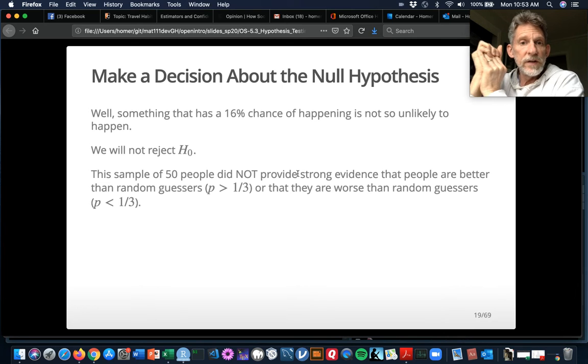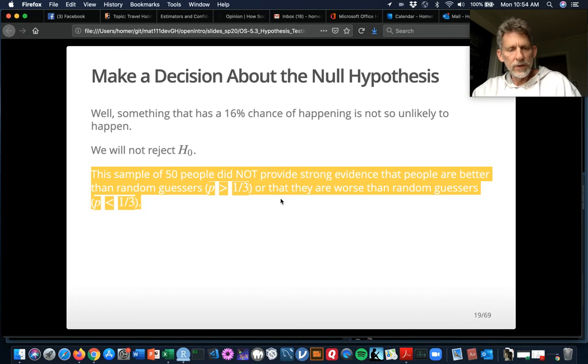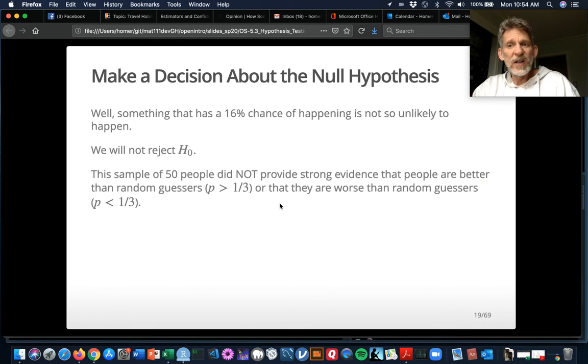Something that had about a 16% chance of happening, that's not so unlikely that it would happen. 16% is about 1 out of 6, you know. So about 1 out of 6 times that you do stuff, the thing would happen. So my decision is I'm not going to reject the null hypothesis. I'm not just going to write it off as unreasonable. This sample of 50 people may have provided some evidence that people are either better or worse than random guessers, but it didn't really provide strong convincing evidence to me that p was not 1/3.